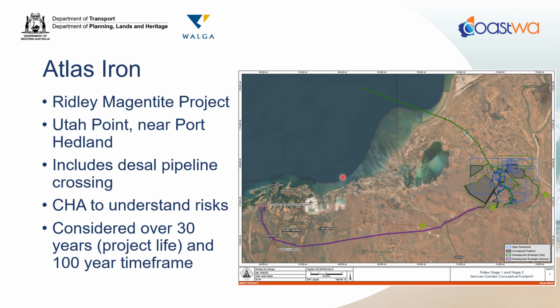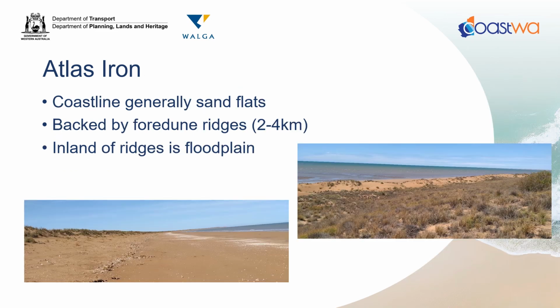And here we can see we've got Port Hedland, we've got Utah Point, and the project site out here. So the Atlas Island site generally consisted of a coastline which is generally sand flats, backed by several kilometres of low-lying foredune ridges, and inland of those ridges is floodplain. So really quite low-lying coastline, fairly benign under ambient conditions, but obviously can experience cyclonic conditions when the tropical cyclones are experienced.